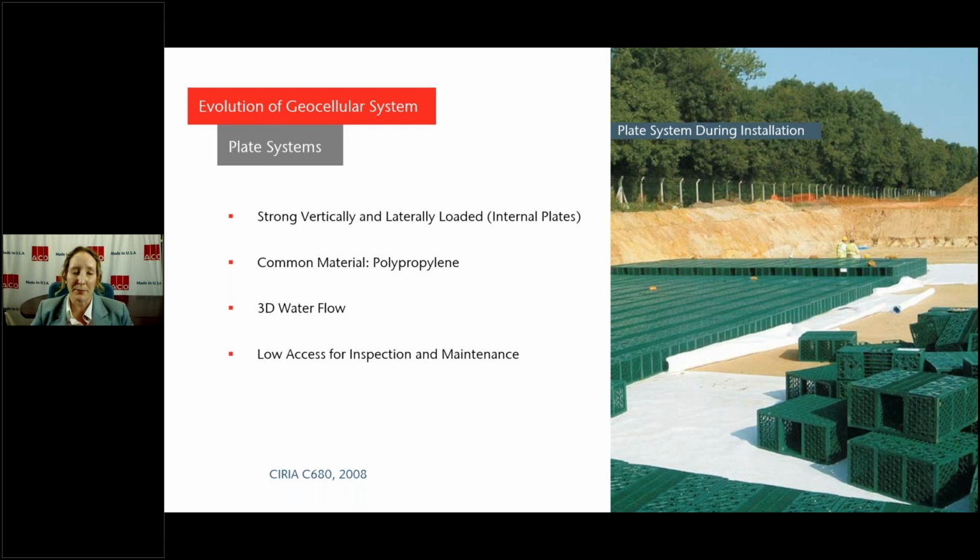We're still using a polypropylene material in these applications, but now we're introducing three-dimensional water flow. So these are perforated on all sides. It allows water to really take the path of least resistance and really flow throughout that tank. These cells are still somewhat isolated though, so inspection and maintenance become somewhat of a challenge.